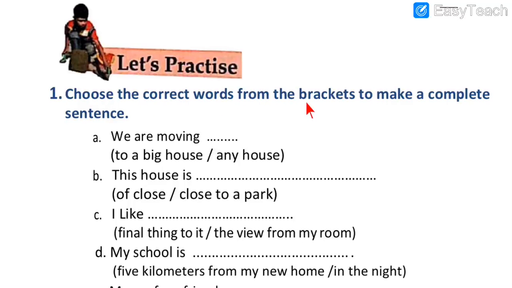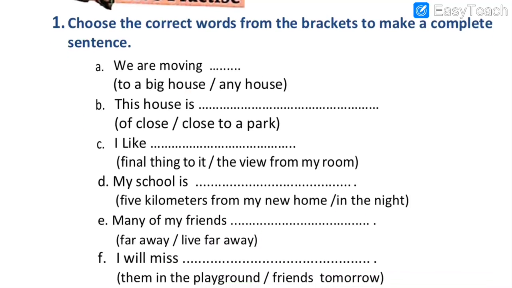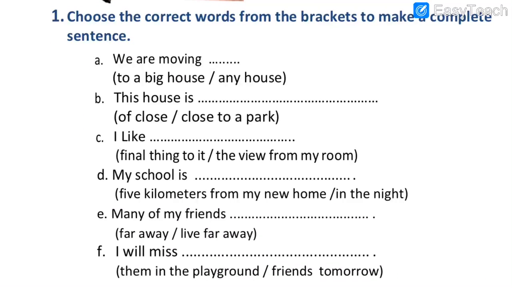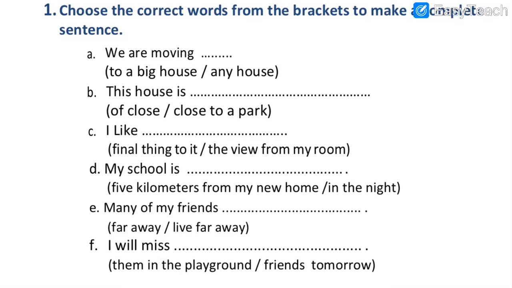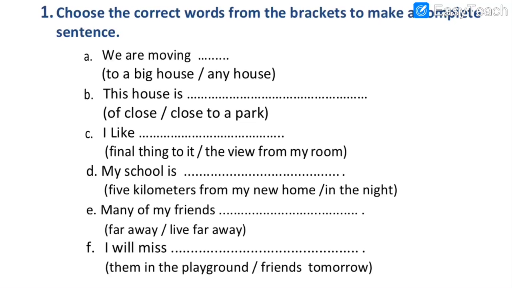Choose the correct words from the brackets to make the complete sentence. We have to choose the correct word and make the complete sentence. We have to make the answer sensible. So let us start with the first one. What is given? We are moving dash. We have to select any one.